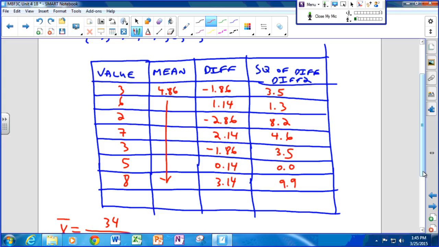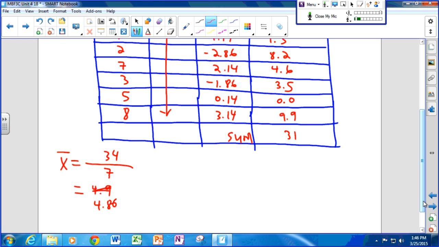Now, remember that we want to sum these up, so we'll write that as the sum. So we're going to sum all those values in the square of the differences. So 3.5 plus 1.3 plus 8.2 plus 4.6 plus 5 plus 0 plus 9.9, and we got 31. Okay. All right. So we got the mean right here.